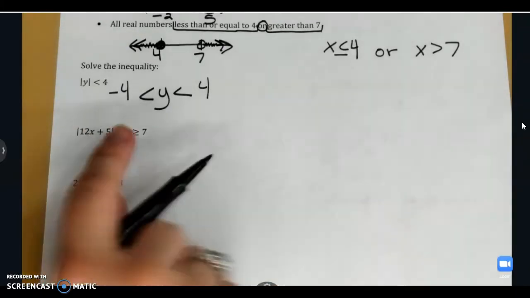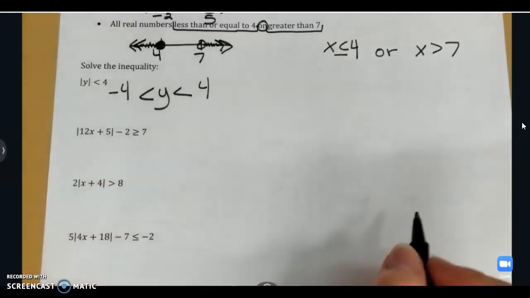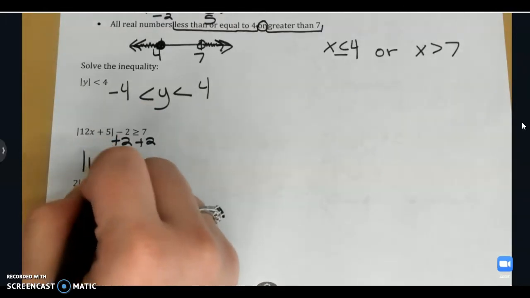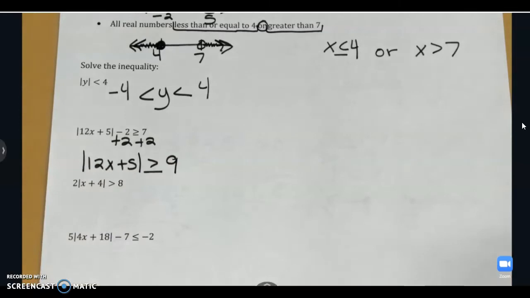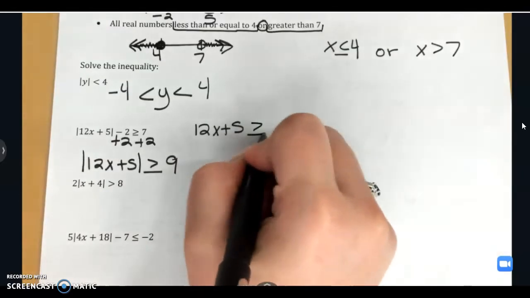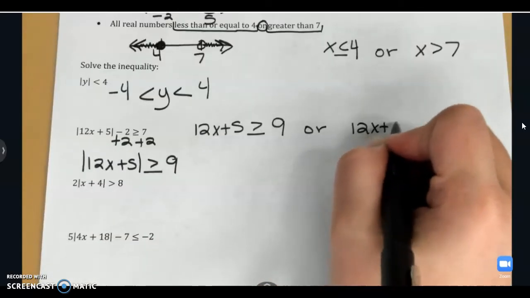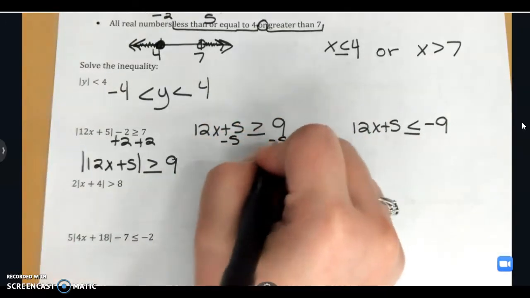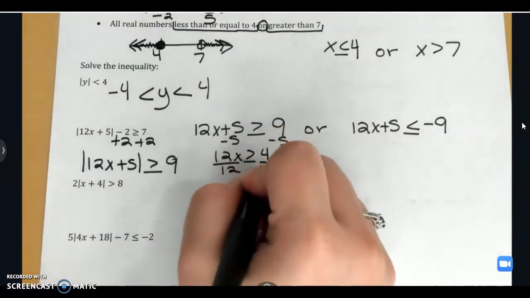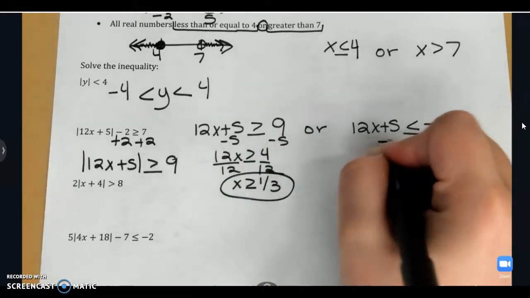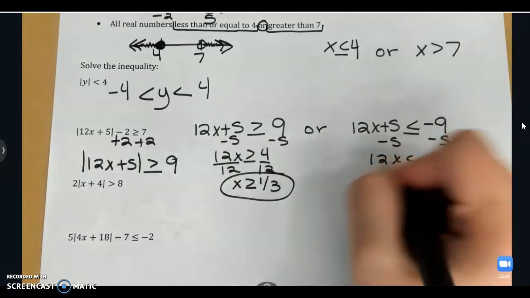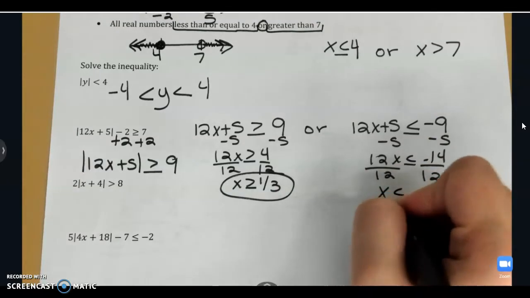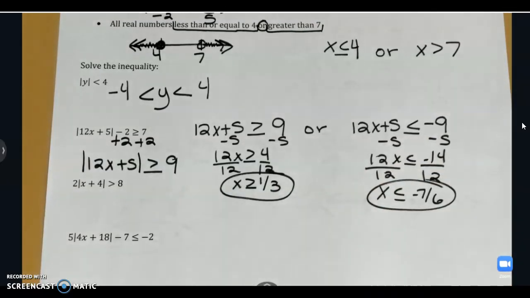Then on the next one, before I solve this, I need to make sure I'm getting my absolute value isolated on the left side. So I'm going to add 2 to both sides. So the absolute value of 12x plus 5 is greater than or equal to 9. That greater than or equal to tells me I'm going to have two separate inequalities. So 12x plus 5 is greater than or equal to +9, or 12x plus 5 is less than or equal to -9. Greater than the positive, less than the negative. And again, this is just a two-stepper. So x is greater than or equal to 1/3, or x is less than or equal to -7/6.